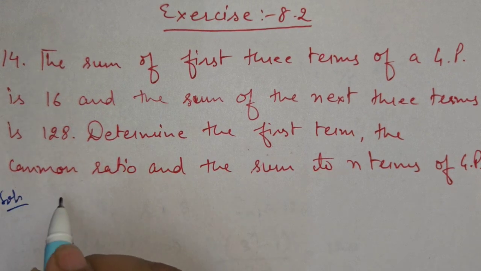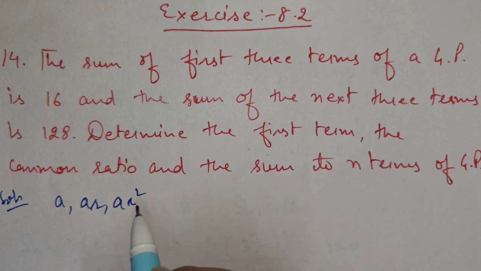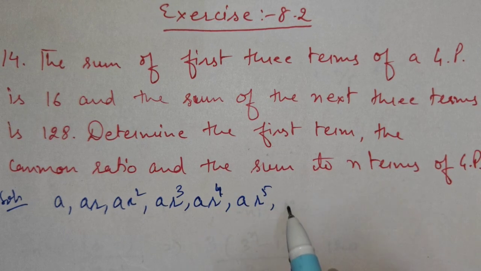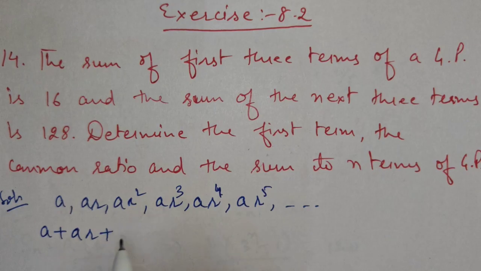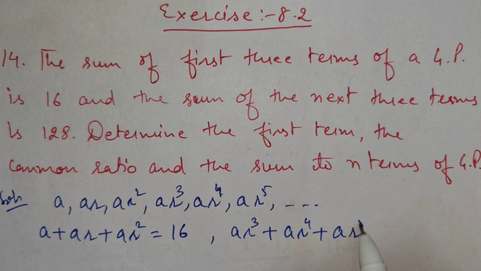So let a, ar, ar square be the first three terms और next three terms कौन सी consider करेंगे? ar cube, ar raised to power 4, ar raised to power 5 and so on be the GP. So ये हमारे पास GP हो गई। तो हमें given क्या है? a plus ar plus ar square, sum of first three terms, this is equals to 16 and the sum of next three terms, that means ar cube plus ar raised to power 4 plus ar raised to power 5, this is equals to 128.